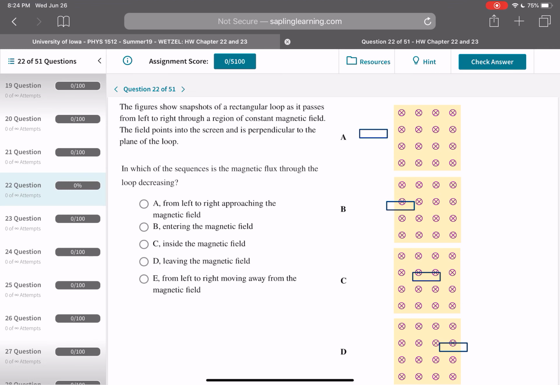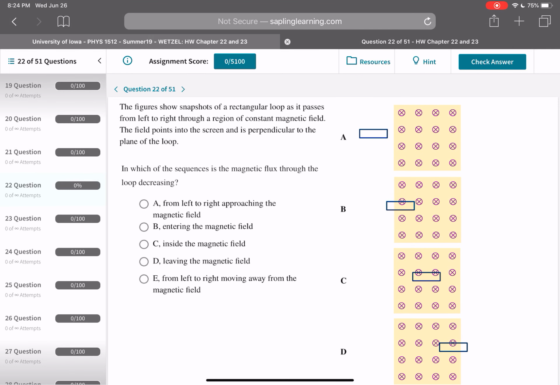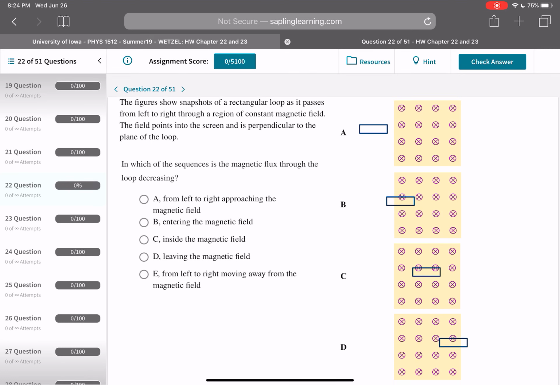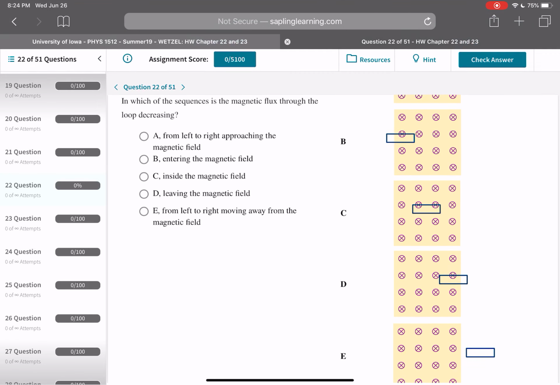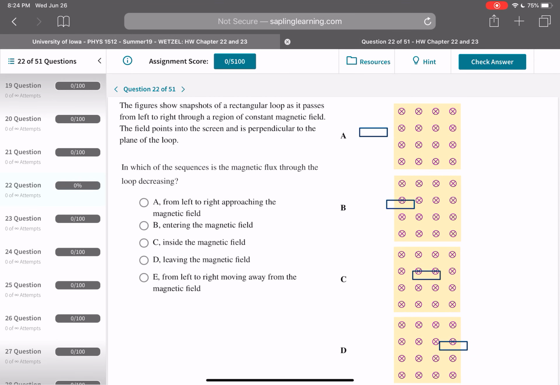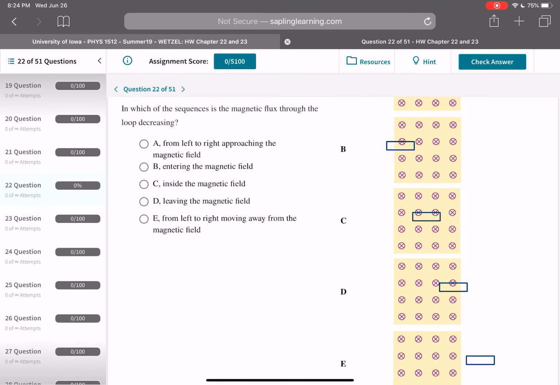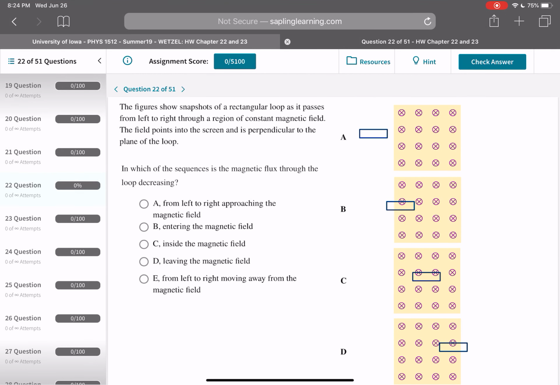The figures here show snapshots of a rectangular loop as it passes from left to right through a region of a constant magnetic field. The field points into the screen and is perpendicular to the loop. In which of the sequence is the magnetic flux through the loop decreasing? Okay, so what you're trying to do is, as you're moving the loop into the magnetic field, think about what is happening to the magnetic field in that box. Is it getting bigger? Is it getting smaller? Obviously, in A, there's no magnetic field in the box, and in E, there's no magnetic field in the box, which means no magnetic flux. Okay, so play around with that.